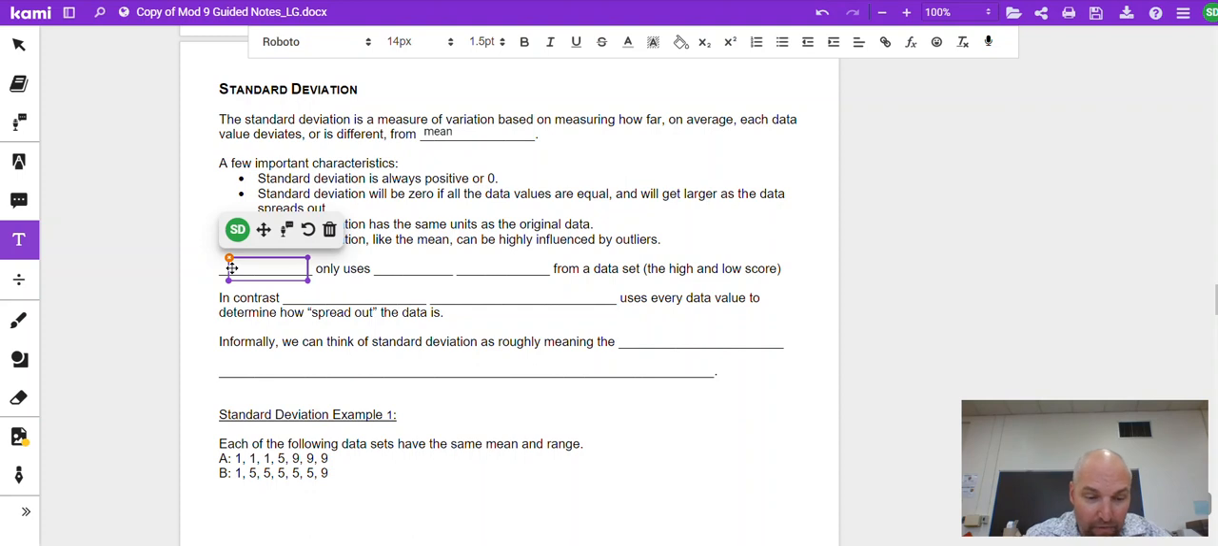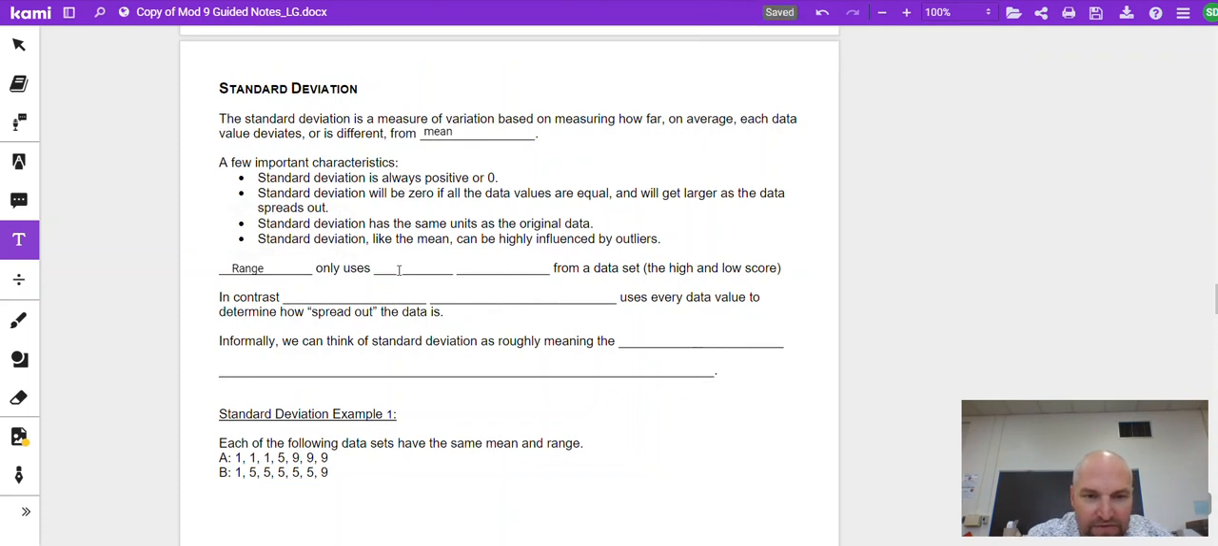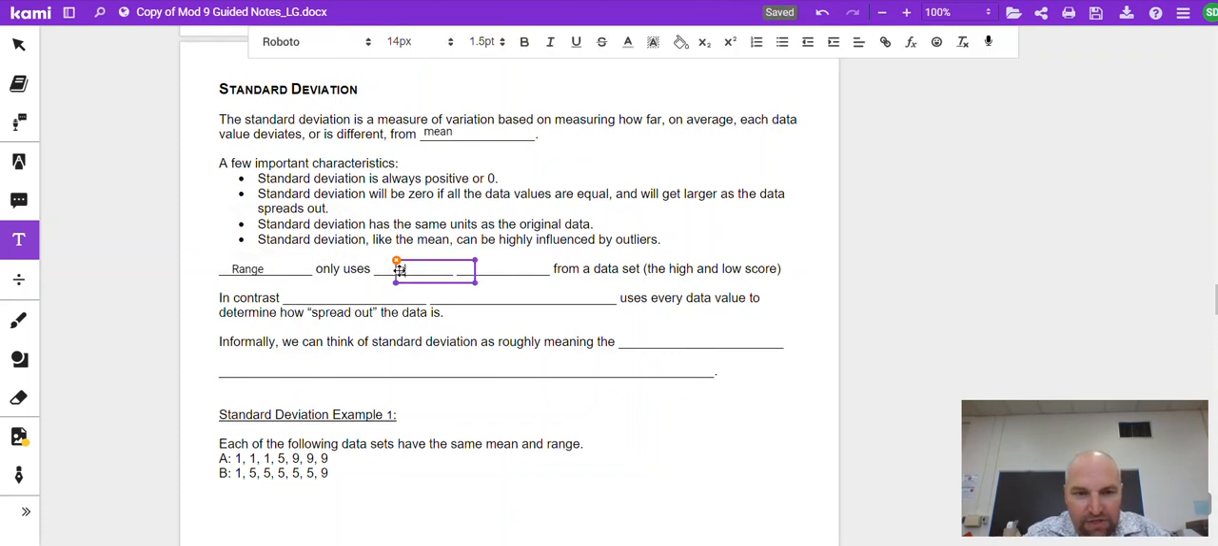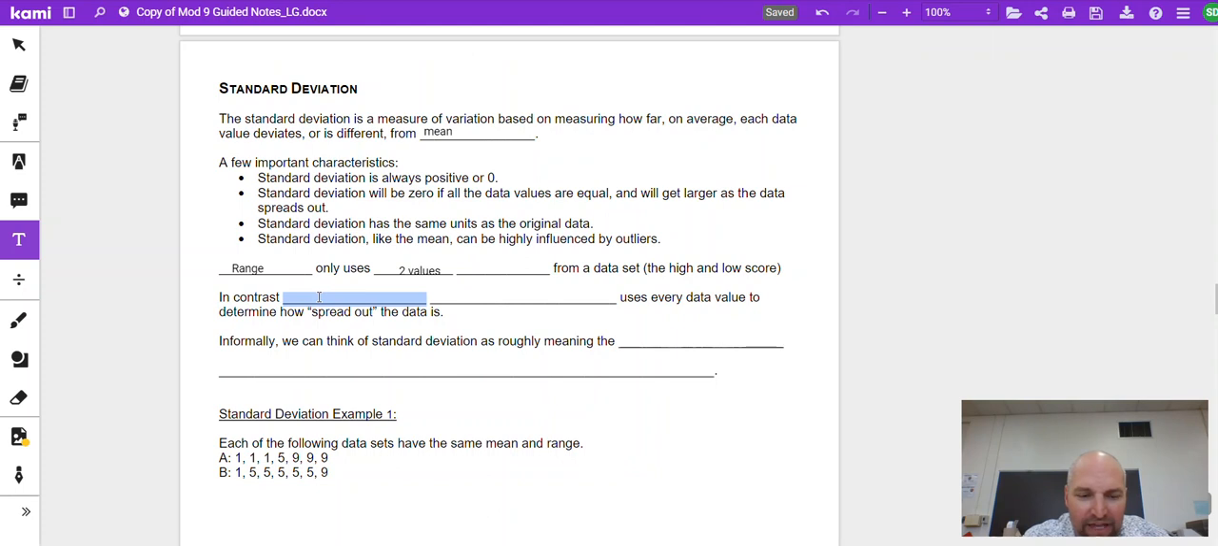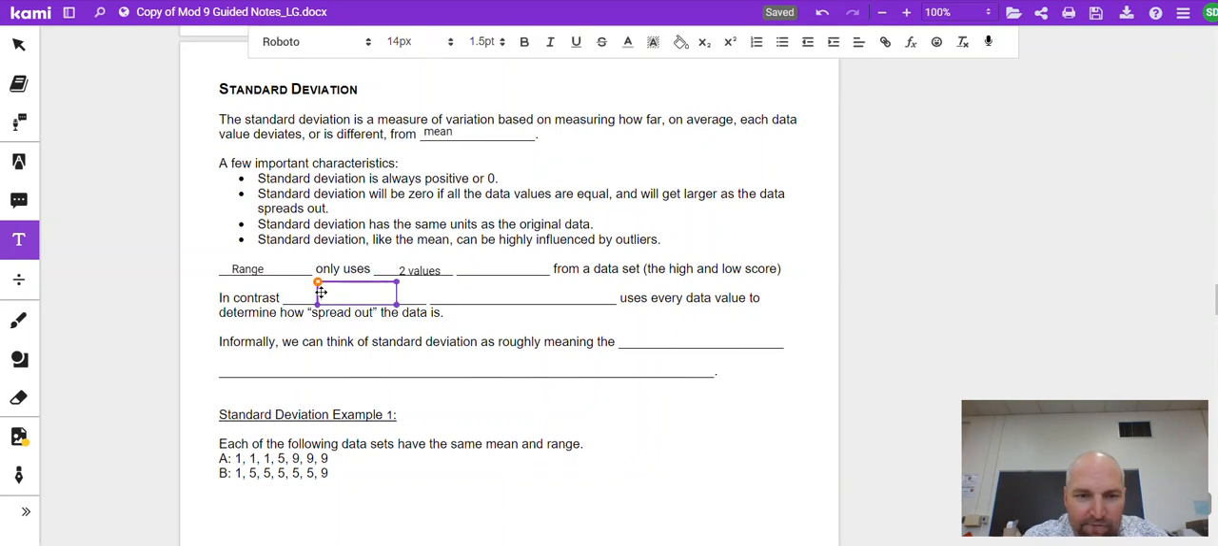Now, range only uses two values from the data set, the high and the low. However, standard deviation uses every data value to determine how spread out the data is.